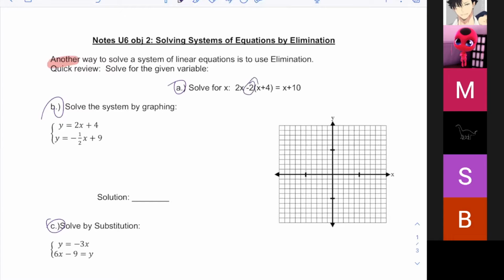So we distribute the negative 2 to each term. 2x minus 8 is equal to x plus 10. Now, there's a reason why I put this problem there.